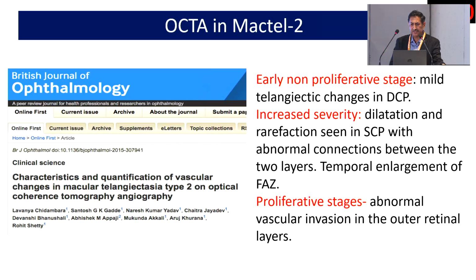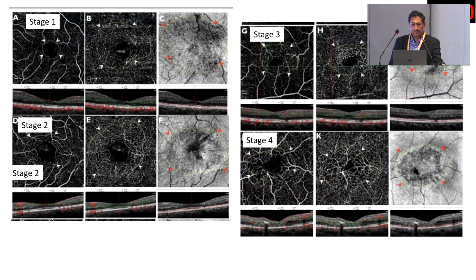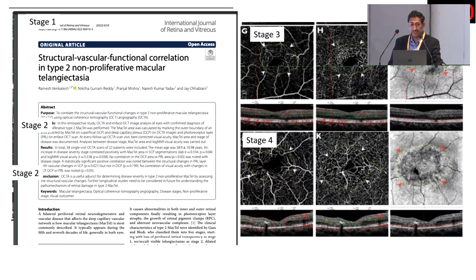So we had a publication long time back. The changes usually start in the DCP. There is a dilatation, rarefaction, abnormal communications, and there's temporal enlargement of the FAZ. So OCTA can be used to stage the disease also. You can do a structural vascular function correlation. So it's very useful in MacTel also.